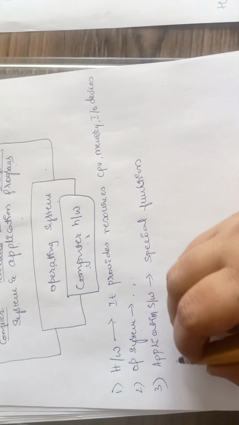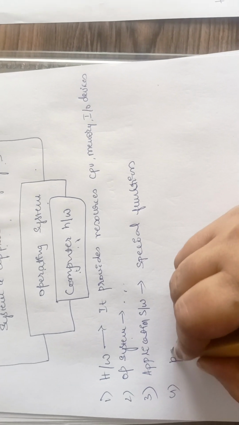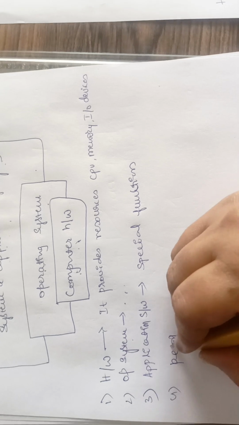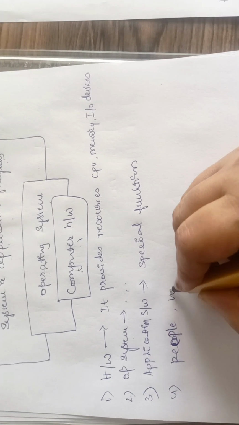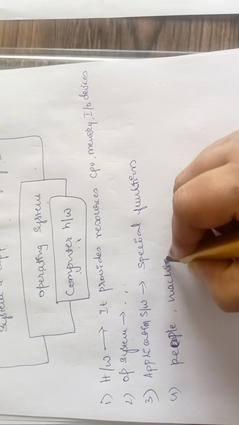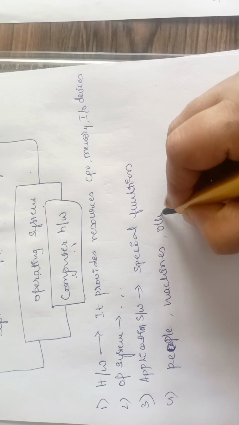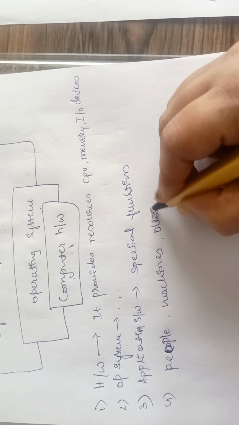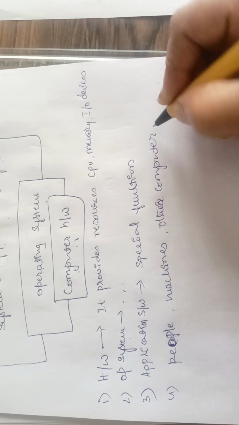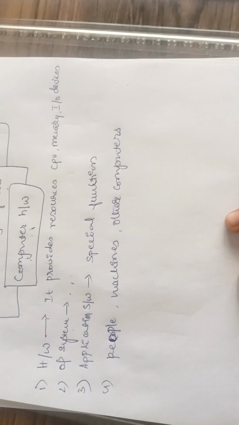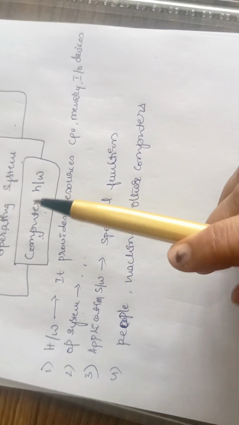And then users. Who are the users? It can be people, or it can be machines, or other computers. Okay, so now you understood, right, what the components of a computer system are.